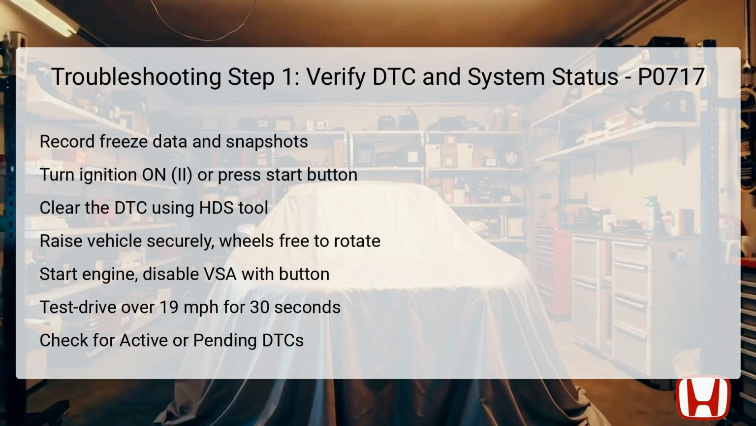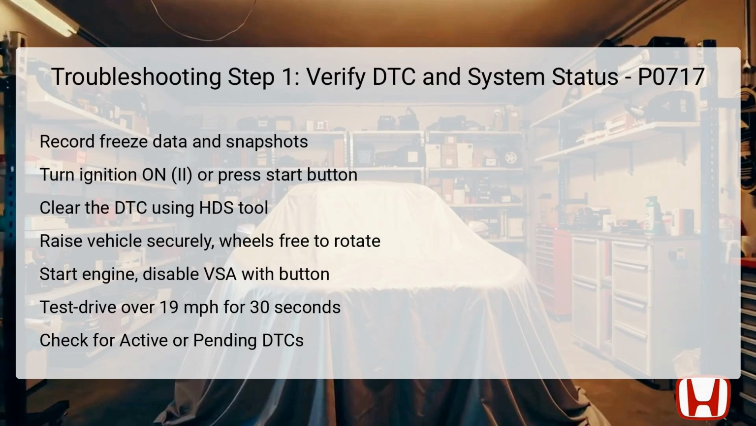The initial step involves verifying the presence of the DTC P0717 and recording all freeze frame data for future reference. Ensuring the vehicle is in the correct ignition mode, either on or engine running, is crucial before clearing the DTC with the Honda Diagnostic System, or HDS tool. Once cleared, the vehicle must be properly supported, either on a lift or with wheel blocks, so the front wheels can rotate freely without interference.